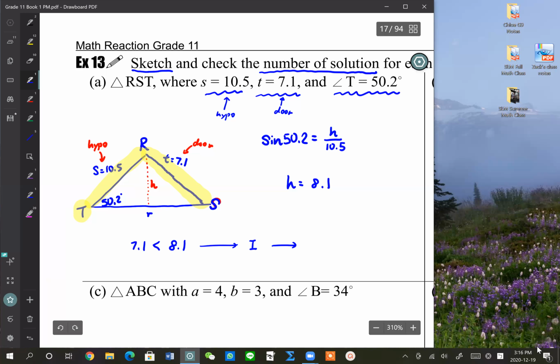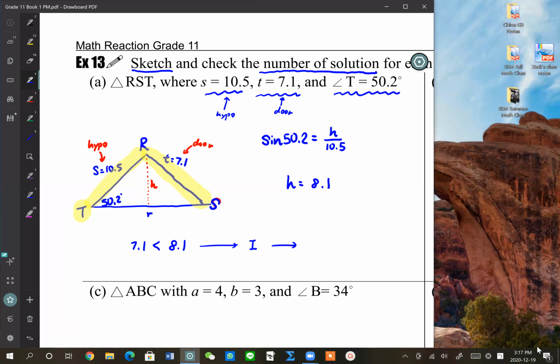Case 1 means what? Evan, what does case 1 tell us? Case 1 tells you that the door is shorter than the height. Yeah, so what's the conclusion? How many solutions? Oh, there's no solution. Yes, okay, so that's your answer for this first question.